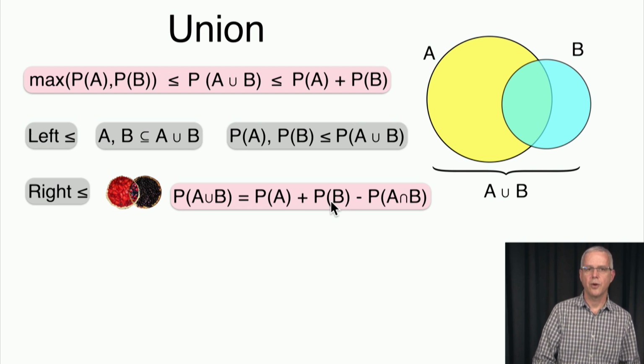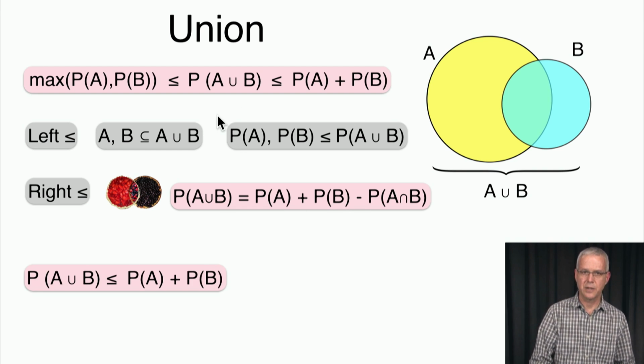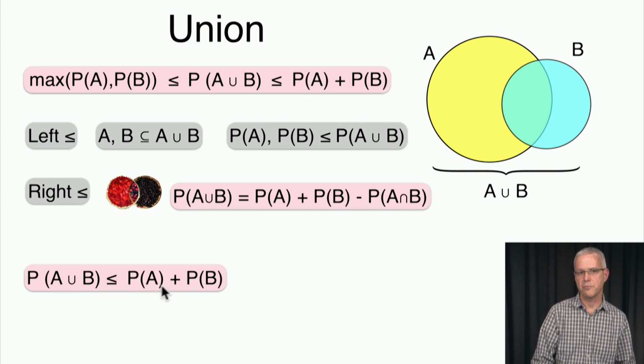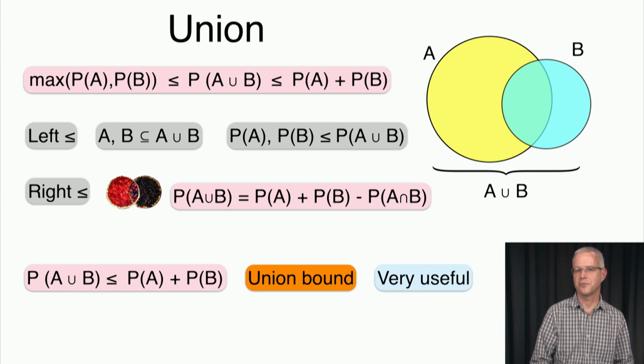Right? Okay, so this last result, even though it looks simple, and it is simple: the probability of A union B is less than or equal to the probability of A plus the probability of B, is called the union bound, and it's actually very useful and used to prove very interesting results.